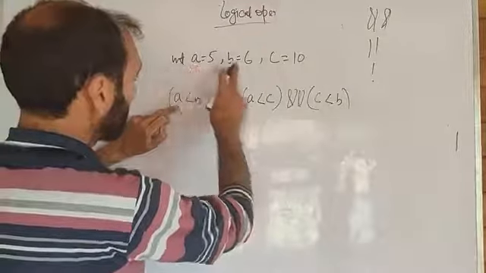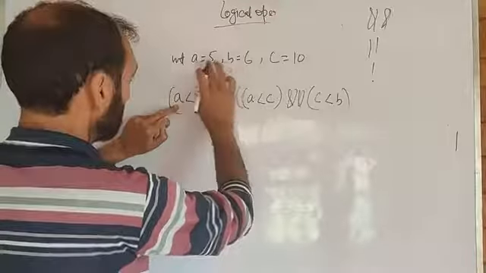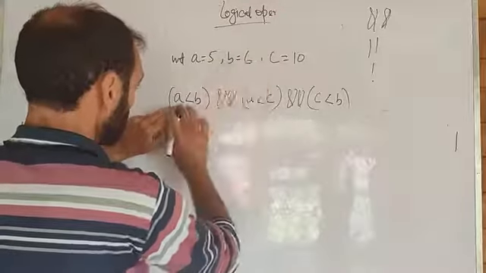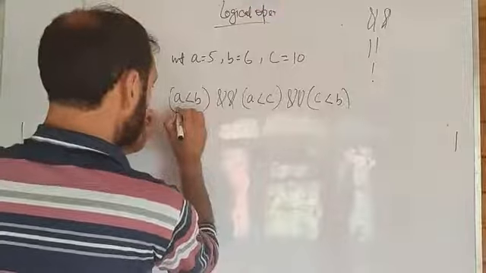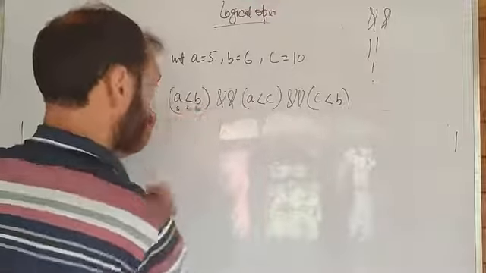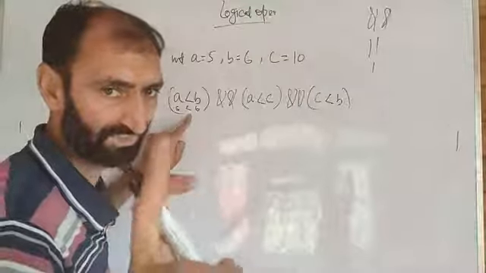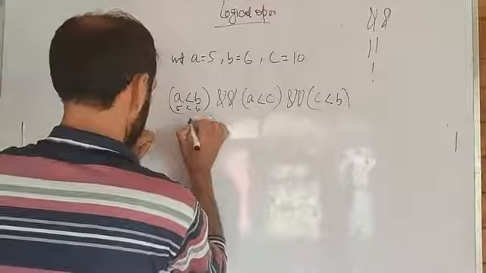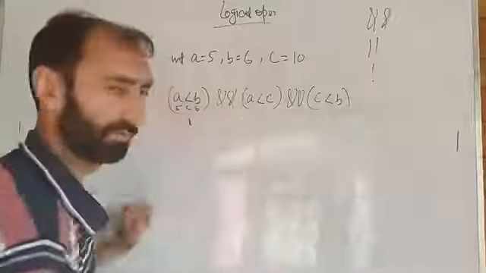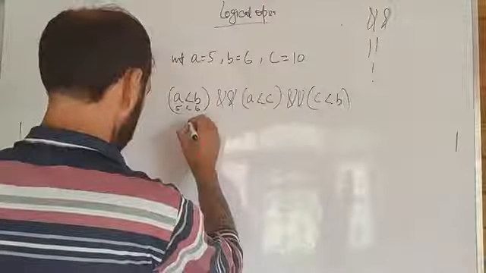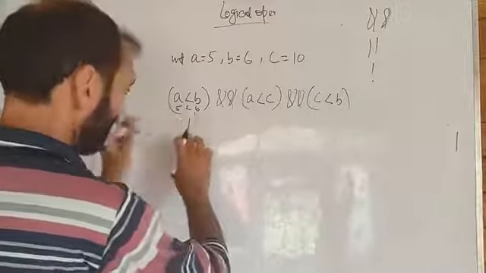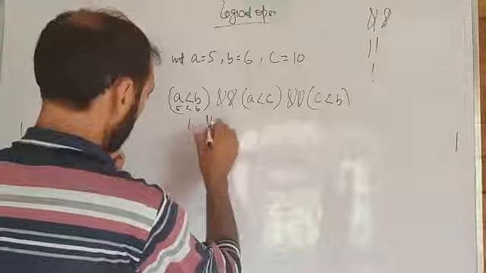First, a less than b. The value of a is 5 and b is 6. Is 5 less than 6? Yes, 5 is less than 6. So it evaluates to 1, you get true. The expression's result is true.